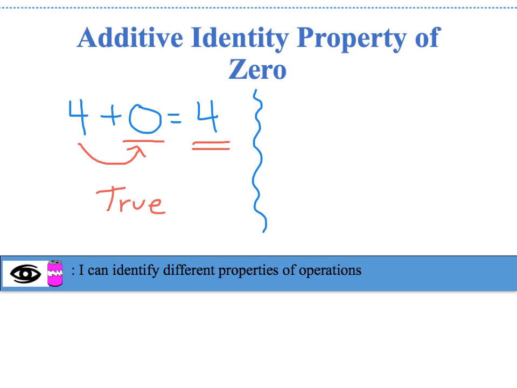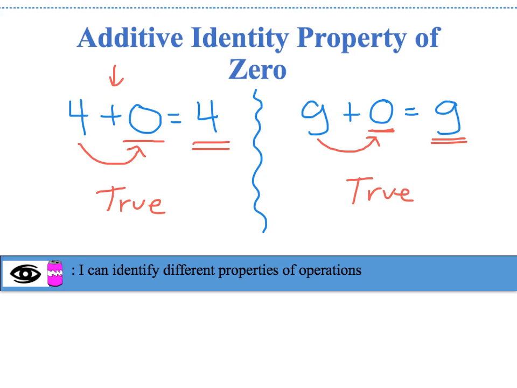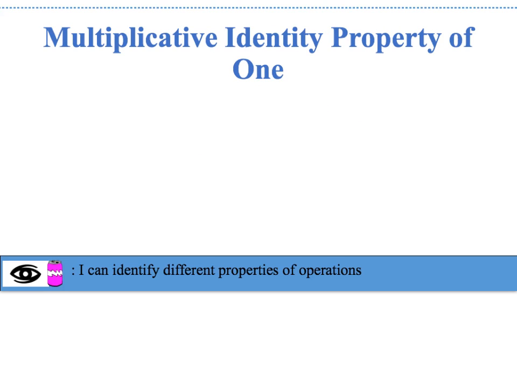So let's take a look at g plus 0. G could be any number, so if I add g to 0, I get g. Once again, g takes a look in the mirror, which is 0. 0 is the mirror. G looks in the mirror and he sees himself, or his identity. So this is also a true statement. So once again, this is the additive identity because it has a plus sign. So I want you to think of the identity as the 0, or the mirror that this number or variable looks at. The second property is called the multiplicative identity property of 1.